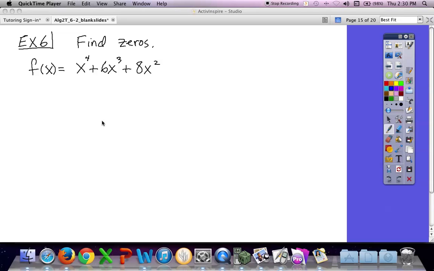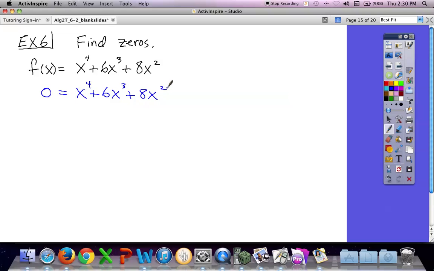So if we had to find the zeros, again, it means substitute f of x is 0. And then, because the only way we really know to do this, at least algebraically, is factor. Do you see any greatest common factor we could take out? x squared, right? Every one of these has at least an x squared in it. So this is 0 equals x squared times (x squared plus 6x plus 8).